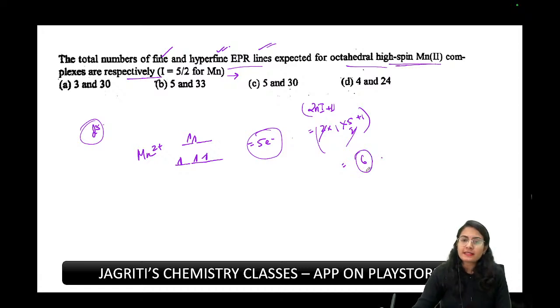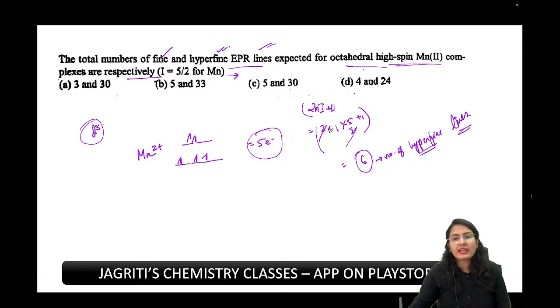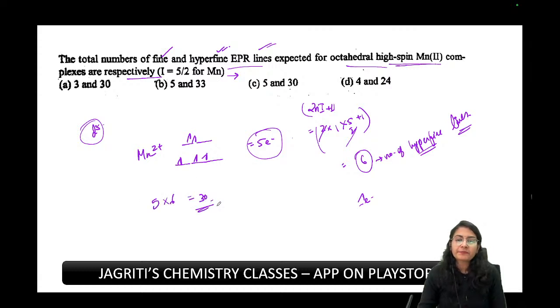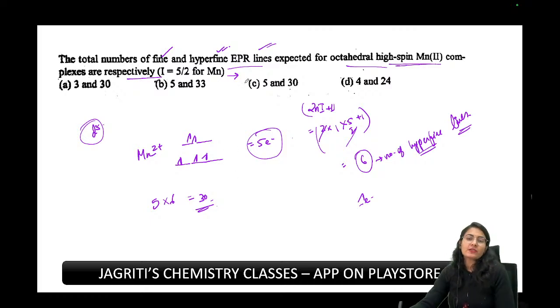तो ये हो गया 6. What is 6? Number of hyperfine lines. ठीक है, लेकिन ये जो number of hyperfine lines है, this we have considered only for one electron. If you multiply this by 5, you will get for all the 5 electrons. So 5 into 6 is equals to 30. ठीक है, तो हमारा आंसर होगा ऑप्शन नंबर सी.